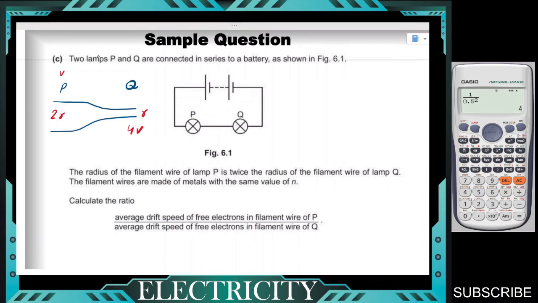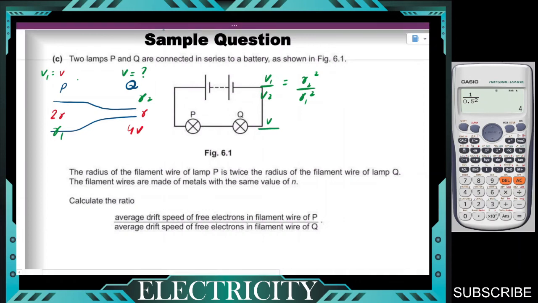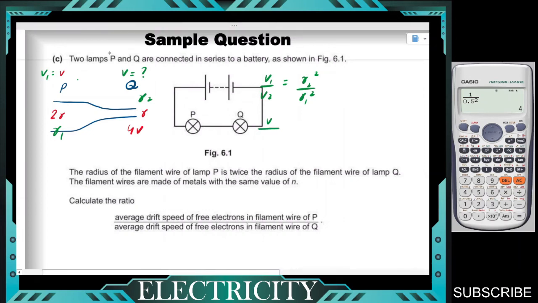Or if you're not comfortable with this, you always have the method of using the formula. So this is your R1, this is your R2, this is your V1, which is V, and V2 needs to be found out. And what is the formula? V1 over V2 equals R2 square divided by R1 square. What is V1? We assume that V1 is V. What is V2? Well, V2 we don't know.